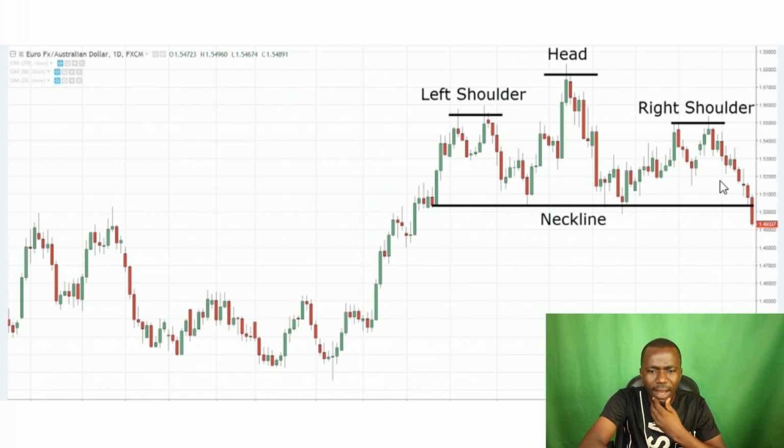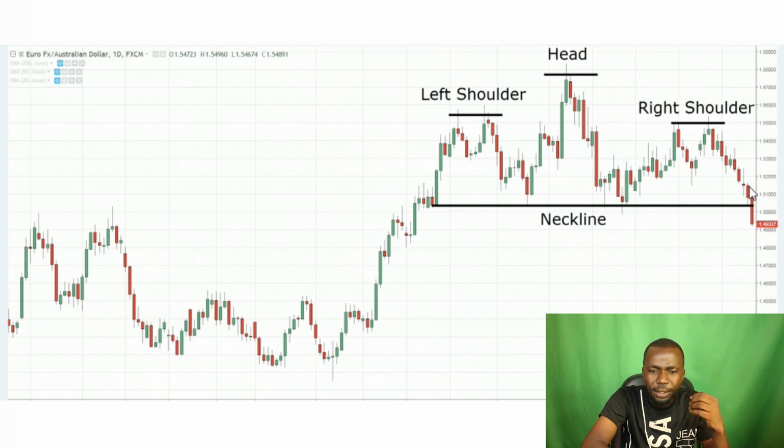So what you are waiting for now is for price to break below the neckline. Once price breaks below the neckline, you can now place your sell trade. Some forex traders will prefer placing a pending sell order below the neckline, so that once the price breaks below the neckline, it will trigger their entry, right? But some traders prefer a pullback, right? They want the neckline to be tested before they can confirm that the downtrend has resumed.